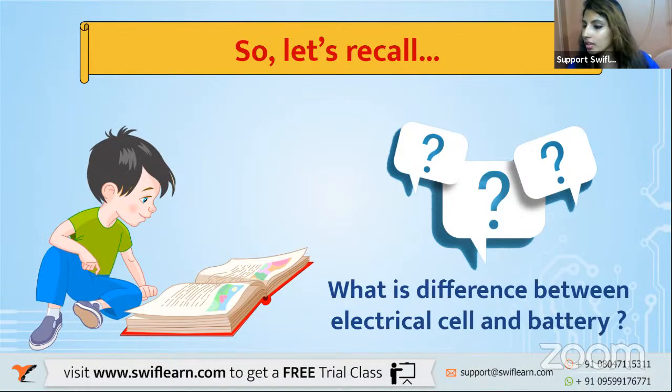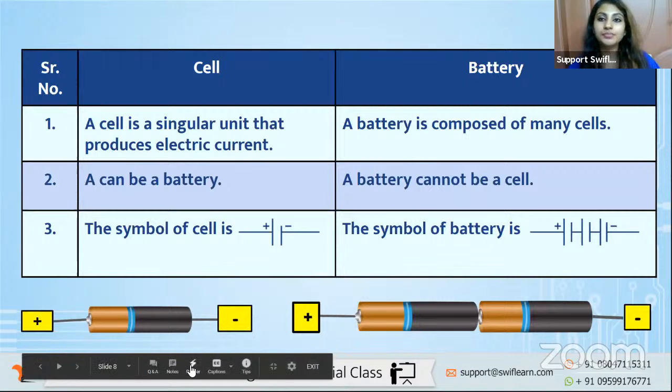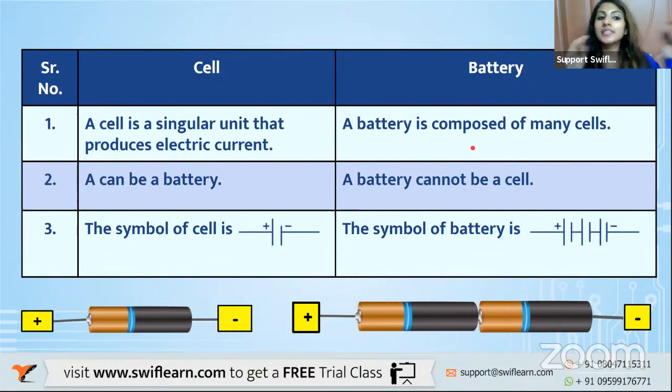Okay, fine. So, cell and battery. Mainly in a cell, we have to see that it's a singular unit that produces electric current, right? And what is a battery? It is composed of many cells. A cell can always be a battery, but a battery can never be a cell. That is a highlight which you have to always remember. A cell can always be a battery, but a battery can never be a cell.